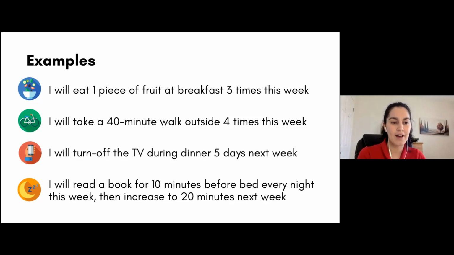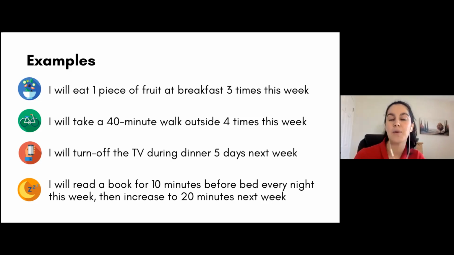Next, we have screen time. How can I write a SMART goal about screen time? Perhaps I will turn off the TV during dinner 5 days next week. Maybe this is a struggle for you, watching something while eating. So try to write a goal that will be achievable, that is realistic, and make it as soon as possible, right? And celebrate, reward yourself when you have achieved your goal.